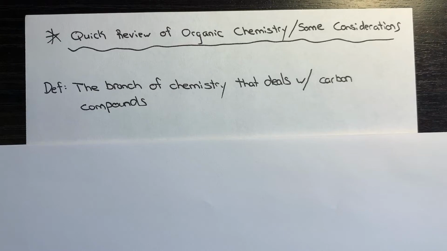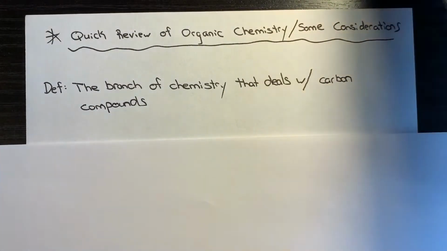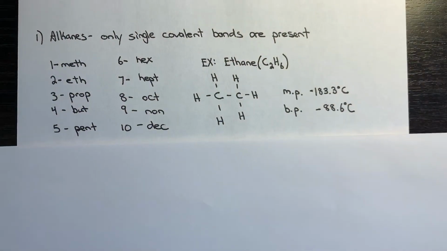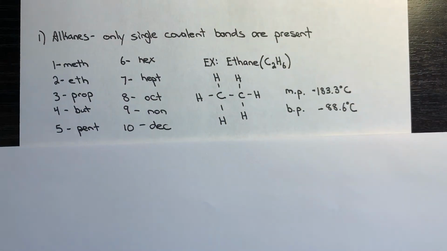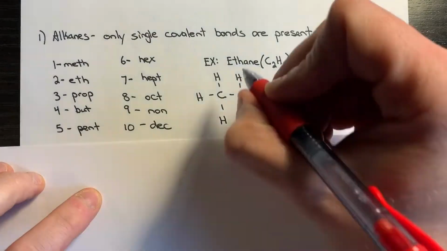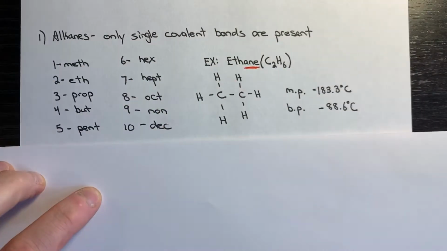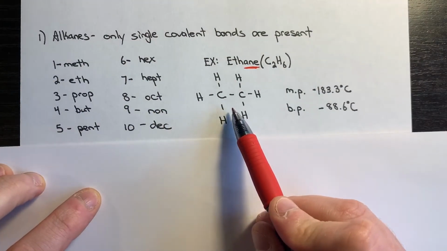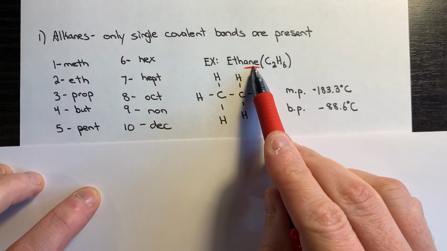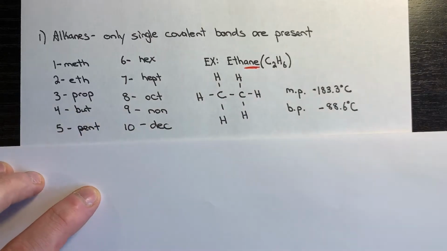So as far as organic chemistry goes, just recall that this is the branch of chemistry that deals with carbon-containing compounds. We're going to jump right in and talk about alkanes straight away. When we talk about alkanes, just recall that alkanes only have carbon-carbon single covalent bonds. Here are the common prefixes we use. To name an alkane, we simply toss on the suffix ane. So for instance, should we encounter a molecule like this that has two carbons, we would use the prefix eth and the suffix ane, and we would call this ethane.